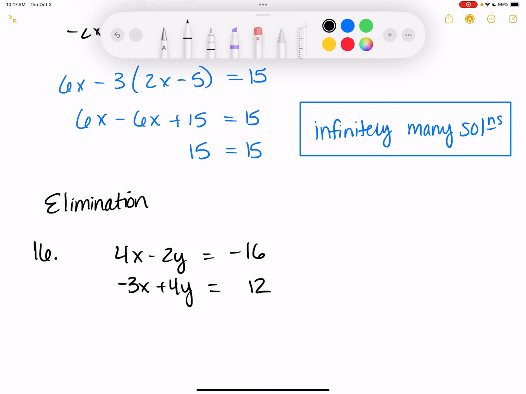Now, you could eliminate the x's, but you're going to have to multiply both equations. I prefer to do it where I'm only doing it to one. So I'm going to multiply this entire equation by 2. So then I have 8x minus 4y equals -32.